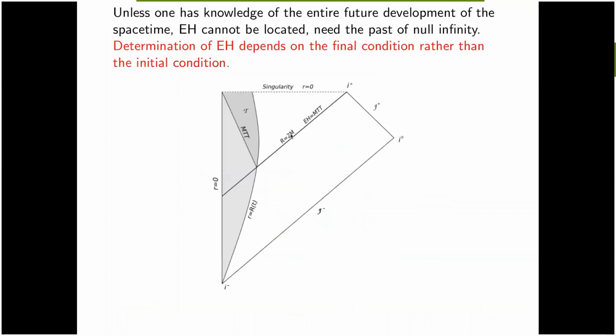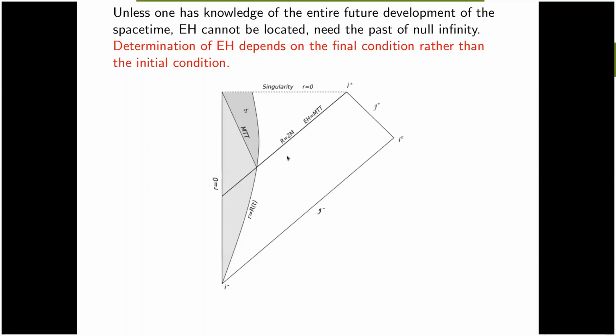So it means that this line, which is the r equal to 2m line in the Penrose diagram, can be constructed only when we have the full knowledge of the space-time. We can only say that a surface is an event horizon when we know that no more shells are going to collapse and form a black hole. So this tells us that the notion of event horizon is a quantity which depends on the final condition rather than the initial conditions.